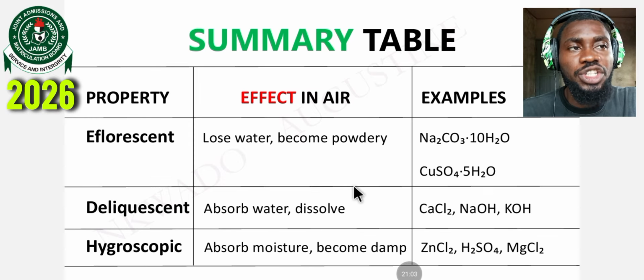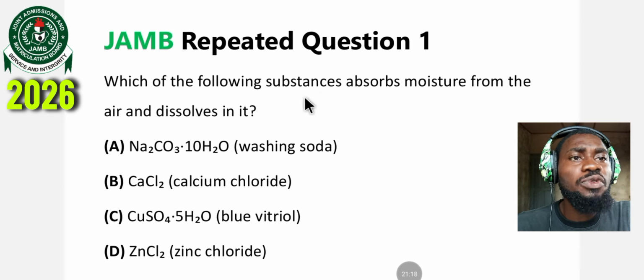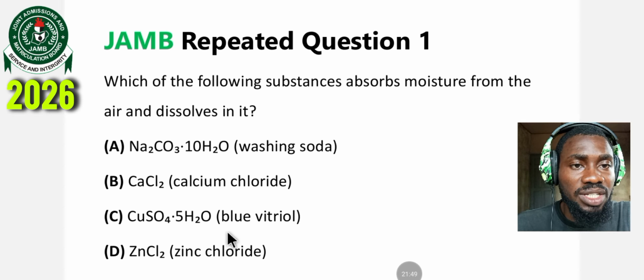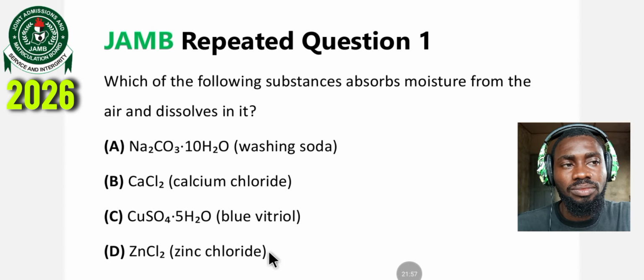Let's go back to the JAMB repeated question 1. Here is the question. It says, which of the following substances absorb moisture from the air and dissolve in it? A. Sodium trioxocarbonate(IV) decahydrate, which is washing soda. B. Calcium chloride. C. Copper(II) tetraoxosulfate(VI) pentahydrate, which is the blue vitriol. D. Zinc chloride. What's your answer?